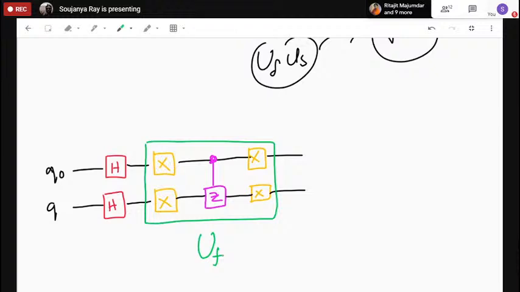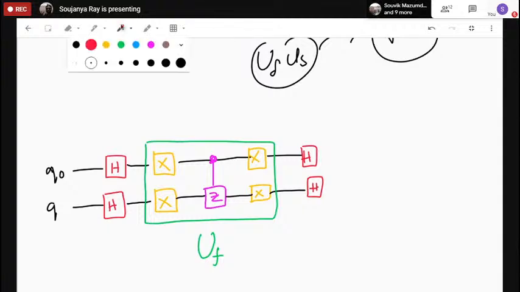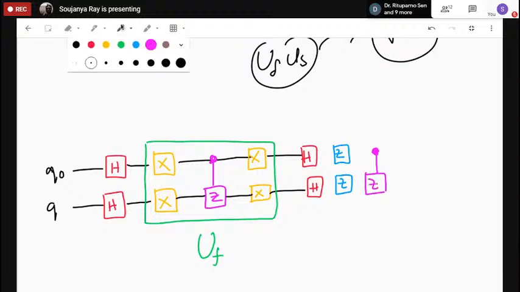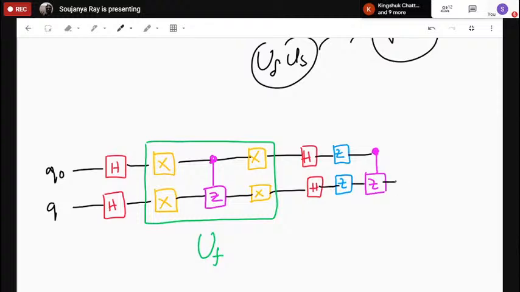For that, again, you need Hadamard gates. 2 Hadamard gates, and then you need 2 Z gates. So I'll use a different color for Z gates. And then again, you need a Z control. So let's do that. Okay. Let's continue the qubit line, and end up with Hadamard gates again.